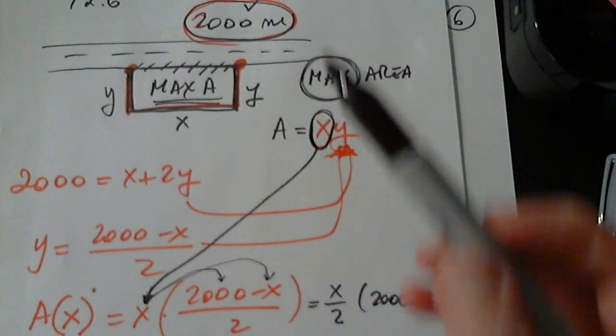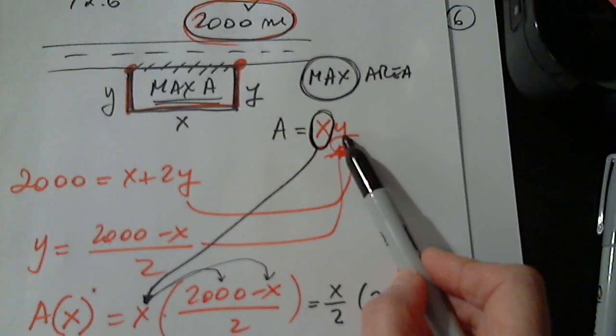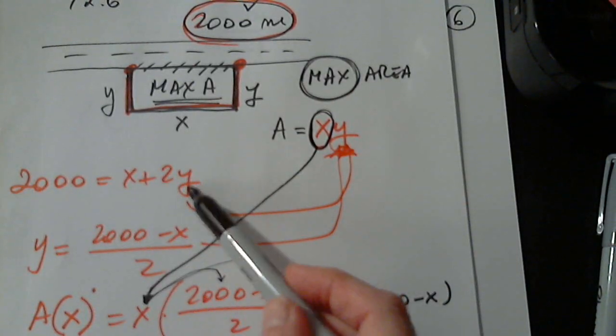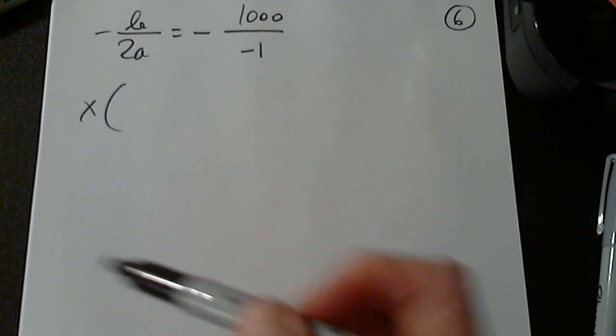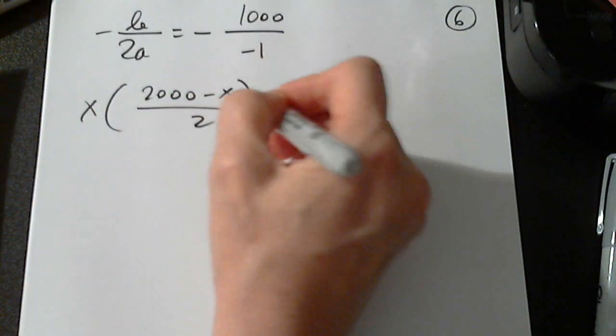Okay. So the area is length times width, x times y. We manipulated this and we found y, so now we are putting it in here. Is this okay? Yes, ma'am. Perfect. So now we have x times (2,000 minus x) divided by 2.